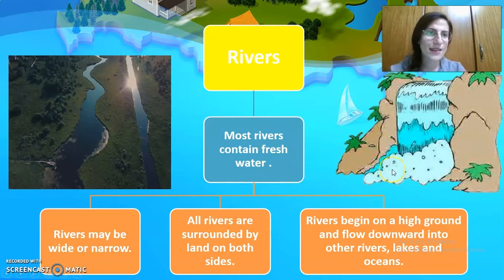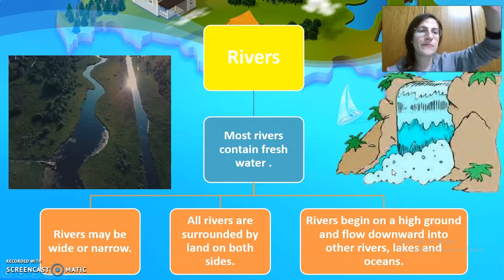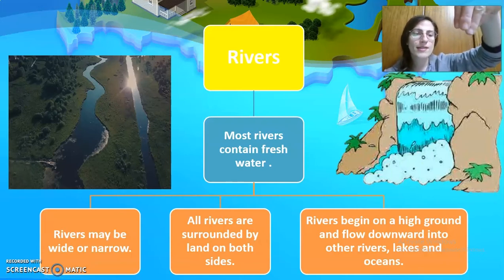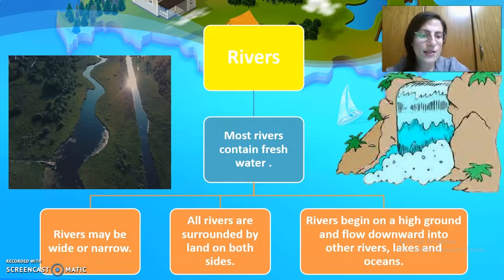Okay? What else? How do the rivers start? Rivers begin on a high point and flow downward into other rivers, lakes, and oceans. High ground or high point, it's okay. The same meaning. So far, so good? Yalla, let's continue.